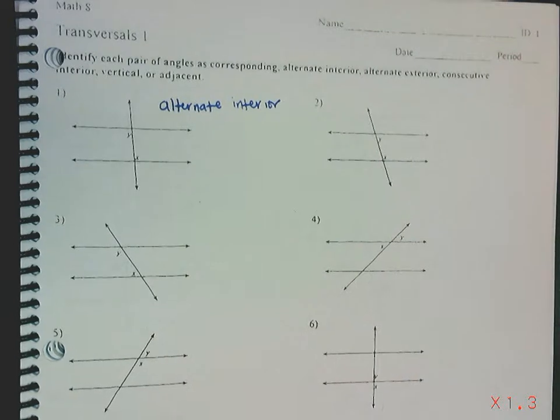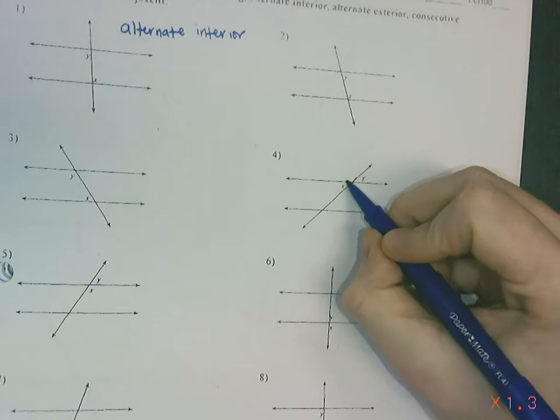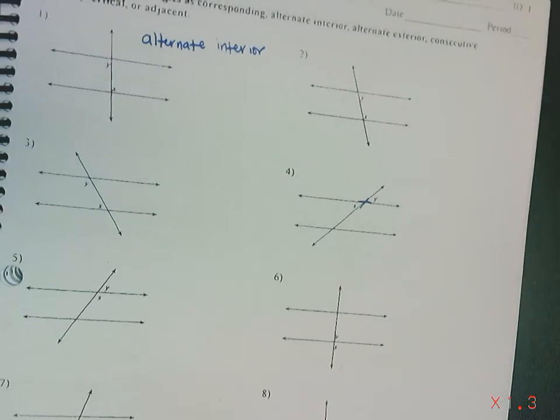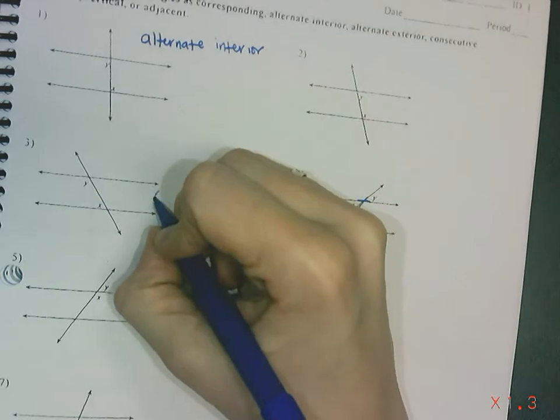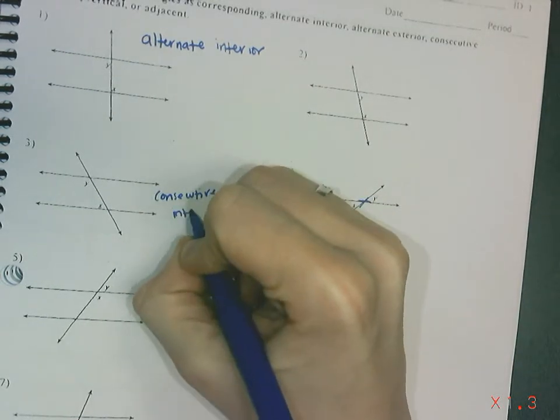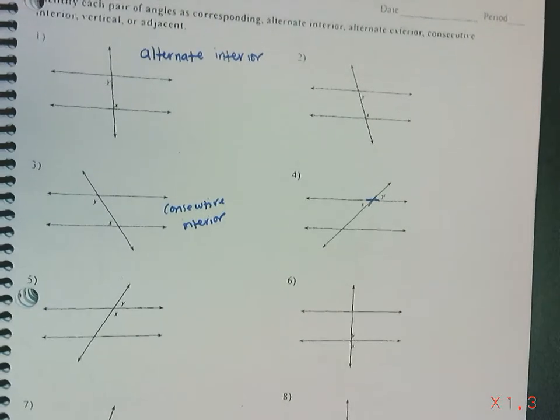Number 4 is going to be vertical angles. They're right across from each other. You could draw an X in between. And let's look at number 3. These are on the same side and the inside of the parallel lines. So same side, we call those consecutive, and inside would be interior. So you can look at those and determine what angle relationship you see there.